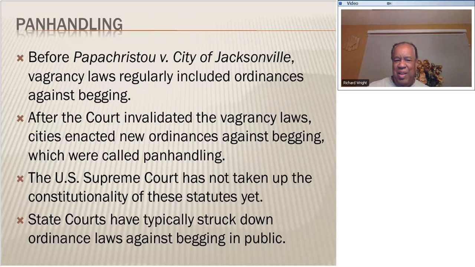Panhandling. Before Papachristou, vagrancy laws regularly included ordinances against begging. But after the court invalidated the vagrancy laws, cities enacted new ordinances against begging, which were called panhandling. Well, the Supreme Court has not taken up this issue, and we wait for the Supreme Court to give some definitive ruling on it. The state courts have typically struck down ordinances against begging in public, because people were being prosecuted for their status, and so these laws have become very weak, and you don't run across that too much. You see panhandling taking place all the time.